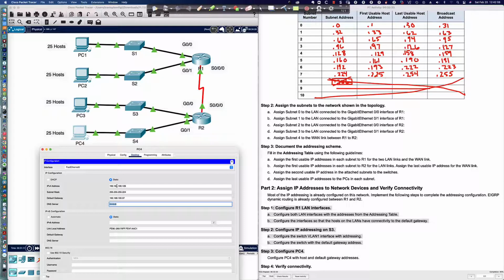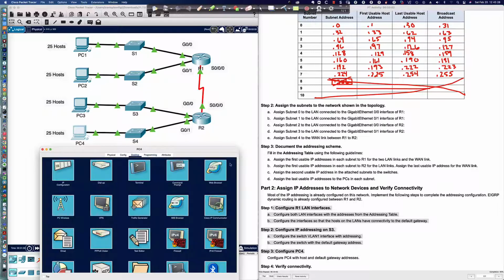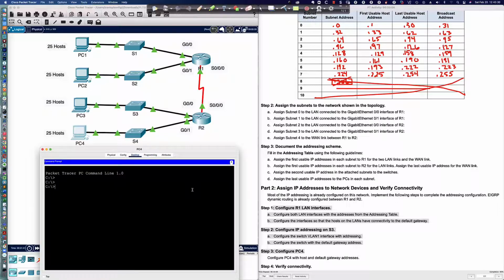90%, and let me make sure I got my values correct here. So the last usable IP in that range, that subnet number 3, which is the gig 01 interface on router 2, this subnet right here, the last usable is 126. The subnet mask is correct. 192.168.100.97 is the first usable, which would be the IP on that link. So that is correct. And let's go ahead and test it out.